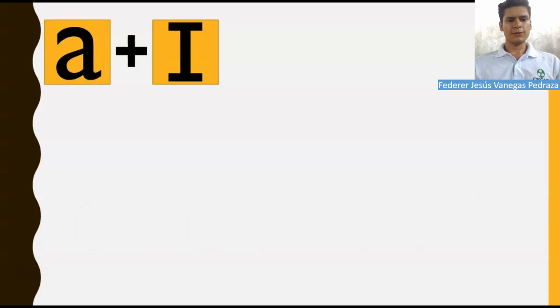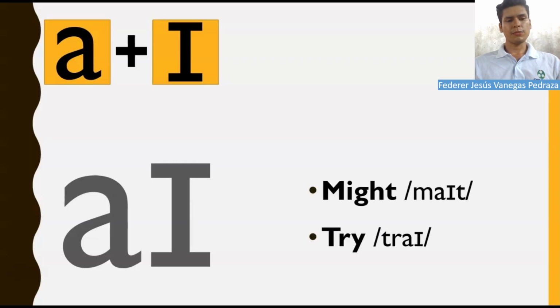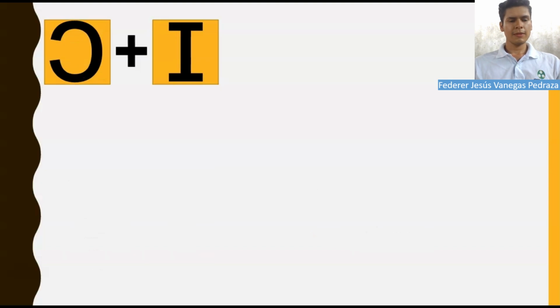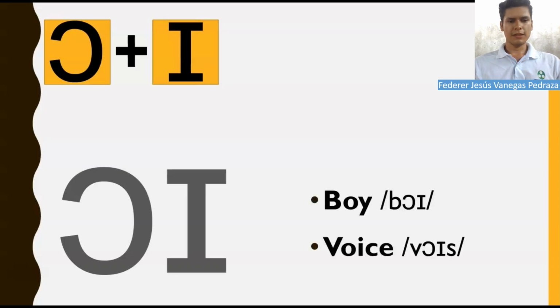If you start with the sound A and glide to the sound I, you get the diphthong I. Some examples are might and try. If you start with the sound O and glide to the sound I, you get the diphthong oi. You can find it in boy and boys.